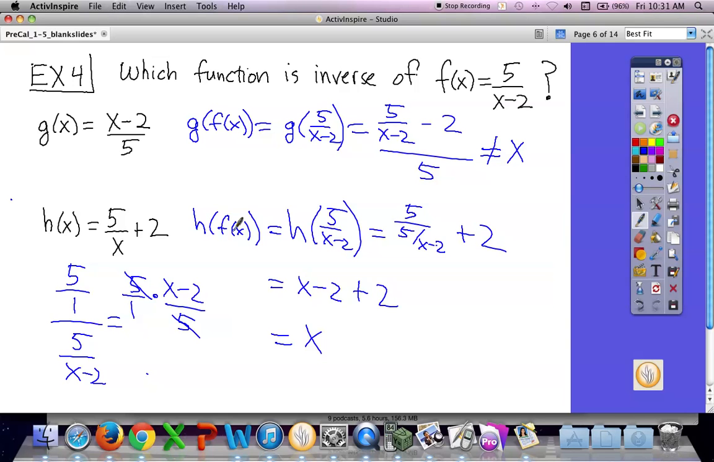What's that? Go over 5? Yeah, over here it does. When you multiply, it's x minus 2 over 5. That's what I showed over here. When you divide by a fraction, it's like multiplying by the reciprocal.